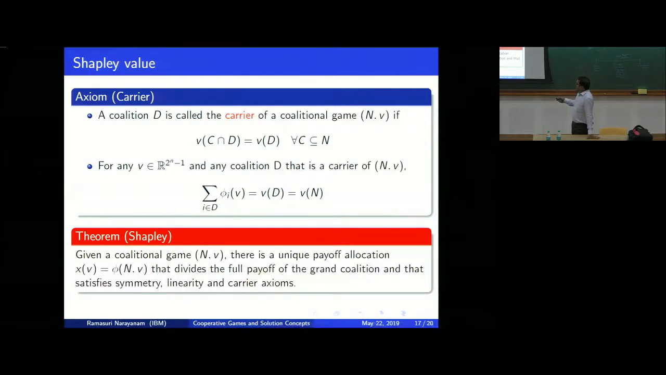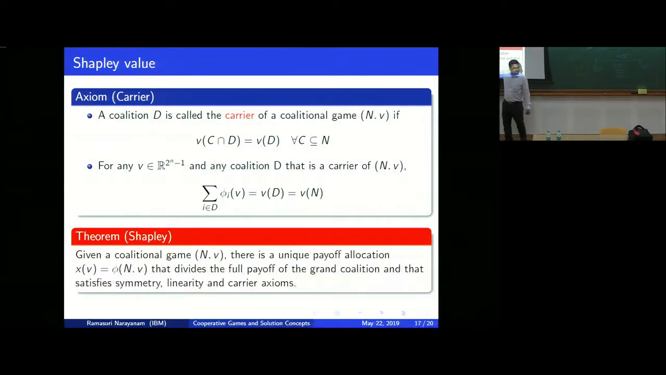So given a cooperative game (N, v), there is a unique payoff allocation, the payoff vector x, which is the same as the phi function, the Shapley value function, that divides the full payoff of the grand coalition and that satisfies these three properties: symmetry, linearity, and carrier axioms. So this is like a theorem. It has a formal proof, etc. We don't get into that.